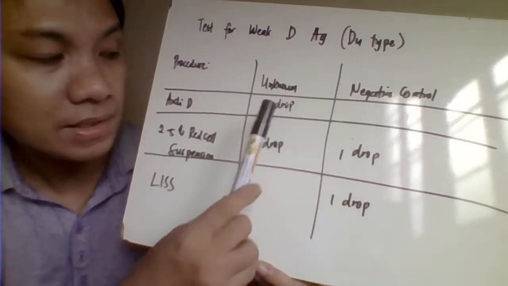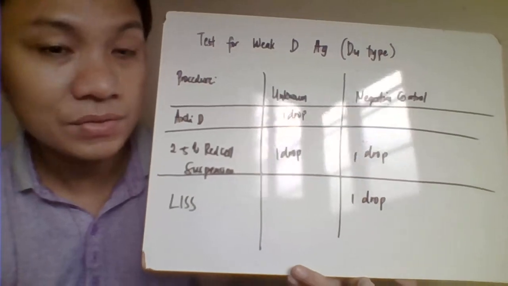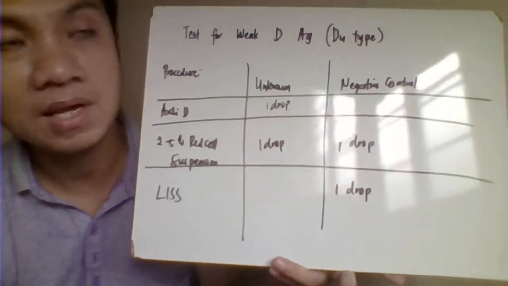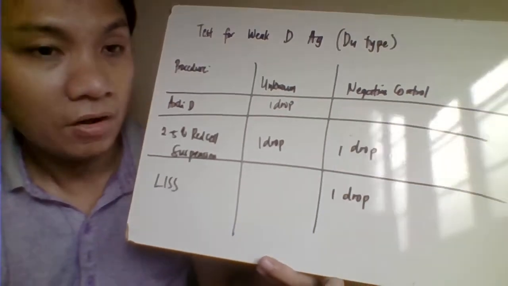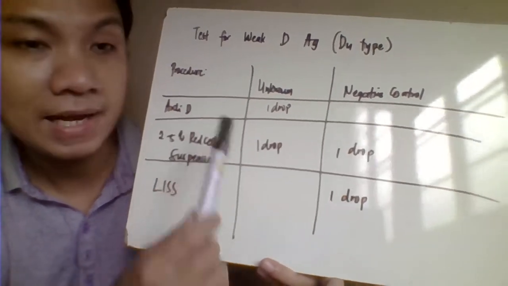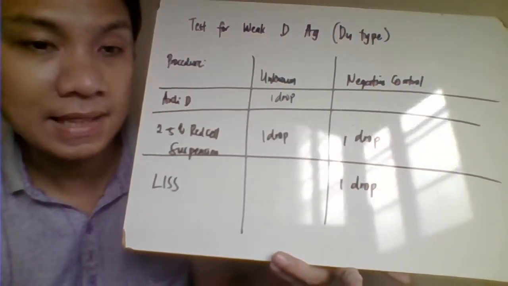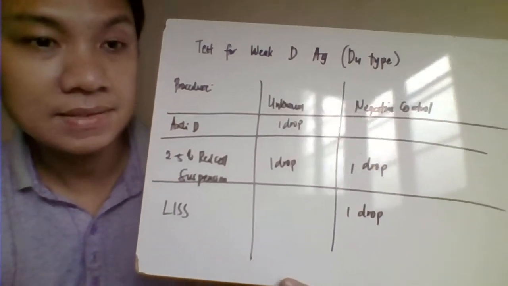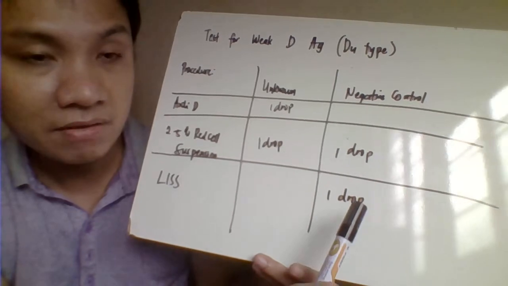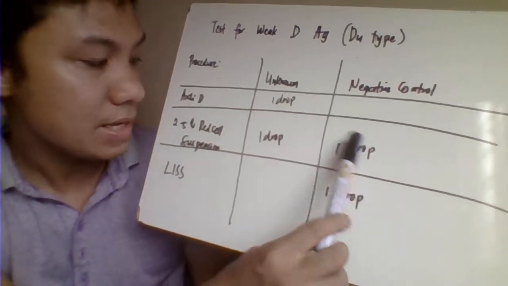Okay, your sample here is 1 drop. Kukuha tayo ng kanyang red cell suspension, that's 2 to 5%. You can use 3% or 5%. Okay, 1 drop of that. Then add 1 drop of our anti-D antisera. The anti-D antisera is the colorless antisera. For the negative control, just have your anti-D antisera only.